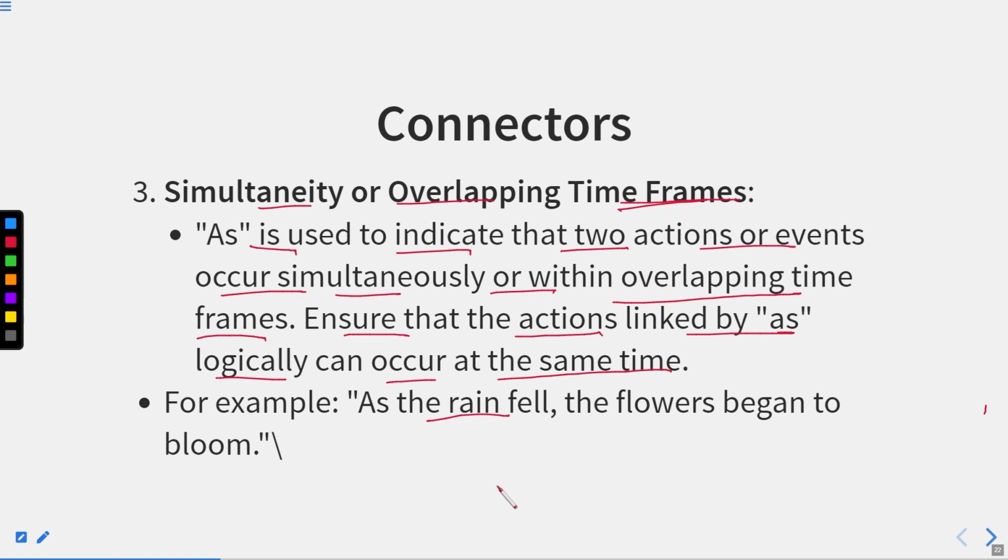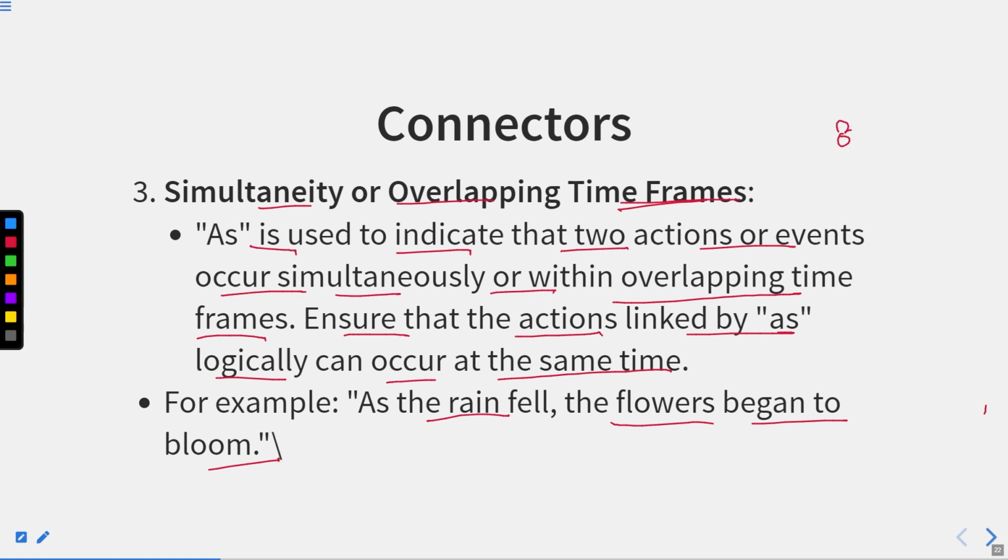On the one hand, rain is falling, and on the other hand, the flowers begin to bloom. So these two actions are occurring simultaneously, or you can say at the same time. The time frames are overlapping. It means these two actions are occurring at the same time.